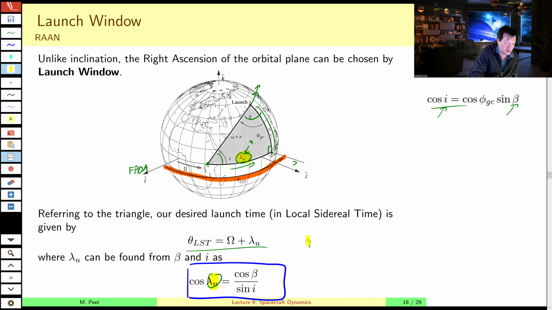Now we can determine our launch window by taking our desired right ascension of the ascending node and adding this angle here. So sidereal time equals this angle plus this angle. Although that assumes this is your ascending node. If it's actually your descending node, you're going to have to add 180 to that. So determine if that's your ascending or descending node, and add 180 if it's a descending node, because remember, the right ascension is the right ascension of the ascending node.